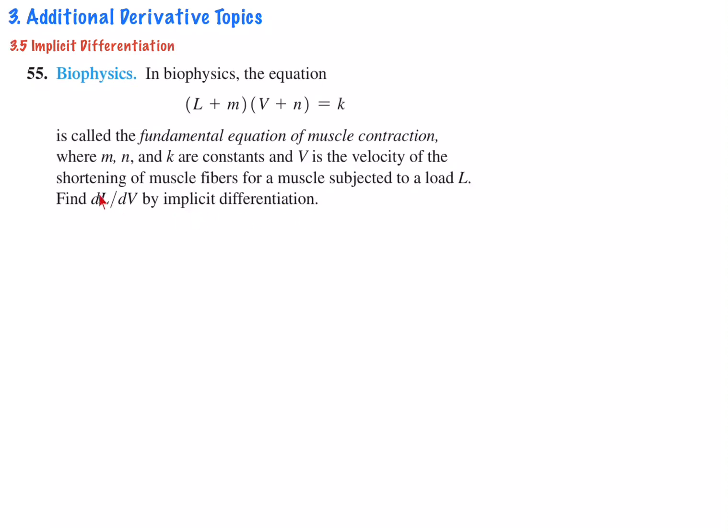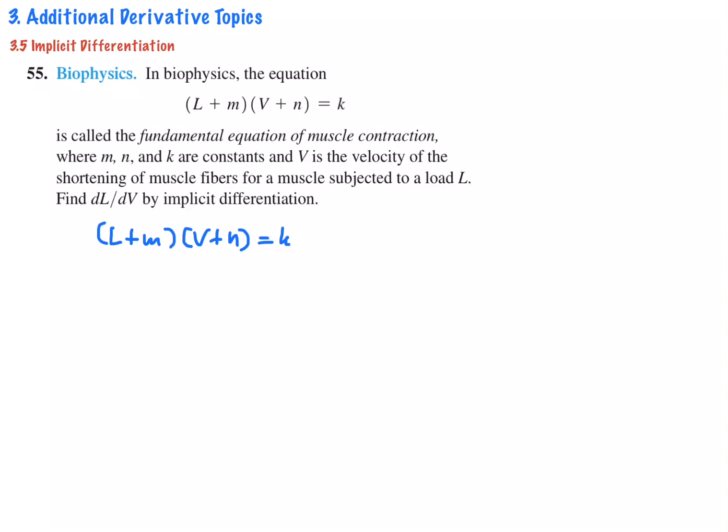Notice that this is dL over dV, not dV over dL. So it means the rate of the load changing with respect to the velocity changing. Okay, so I'll write it again: (L plus m), where m is a constant, times (V plus n) equals k.